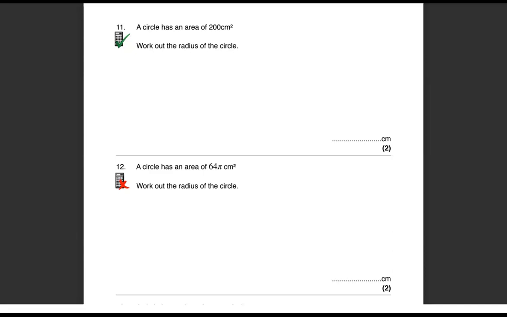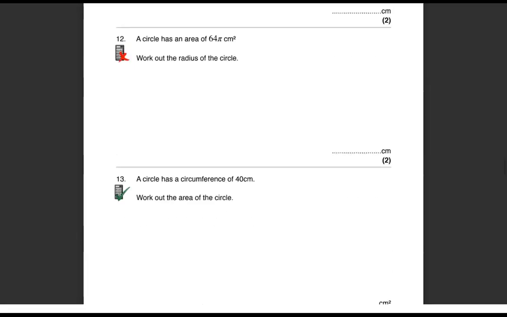Wait, can... Yeah, what do you do? Yes, I did the square root of 200 divided by 3.142. Square root of 200 divided by 3.142. That's fine. What about this? Let's test it. Number 12 would be 8 centimeters. Yeah. Is that right? Yeah, very right.